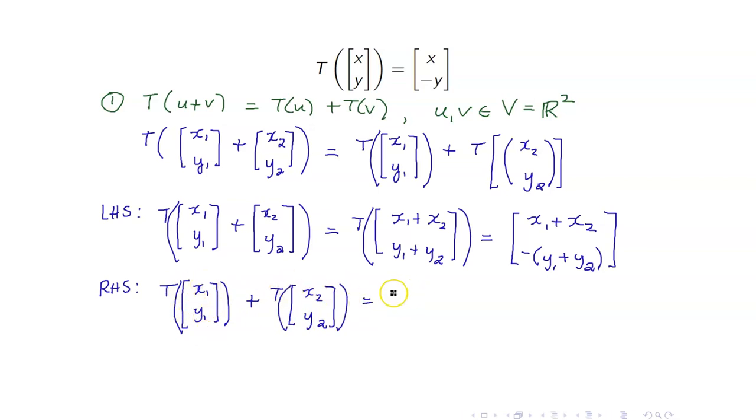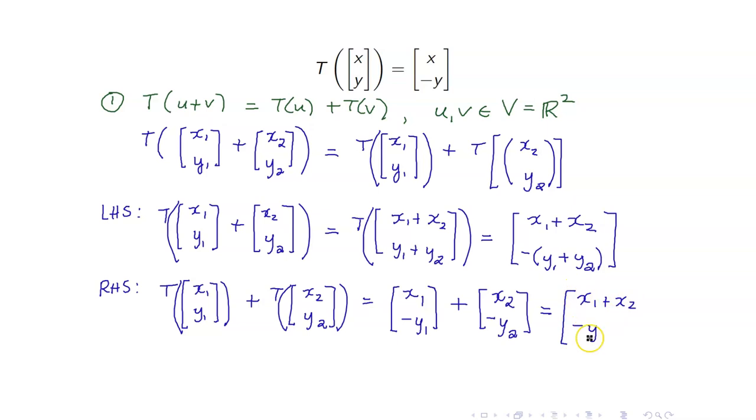T of x1, y1 is: copy the first coordinate, get the negative of the second coordinate. Similarly, T of x2, y2: copy the first coordinate and then get the negative of the second coordinate. And when we add this up, we get x1 plus x2, negative y1 minus y2. And of course, these two are the same. So therefore, we have verified property 1.